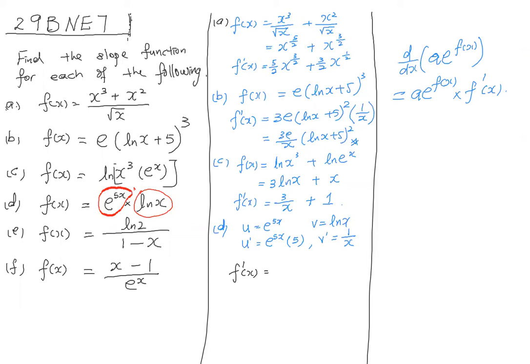V times U prime is ln x times e to the power 5x times 5. So can I just say 5e to the power 5x? Yeah, that works. Plus U times V prime, which is e to the power 5x times 1 by x. Yeah, so done.